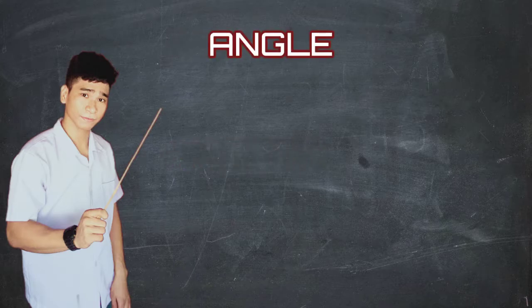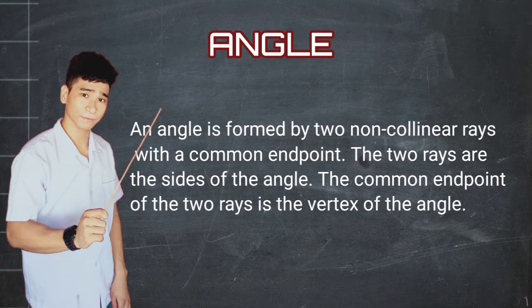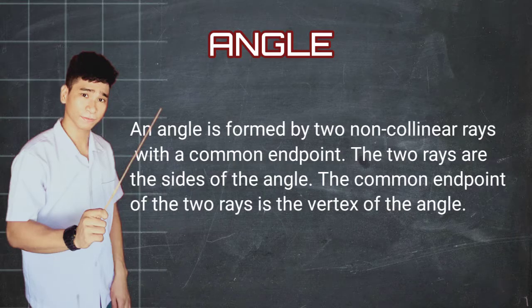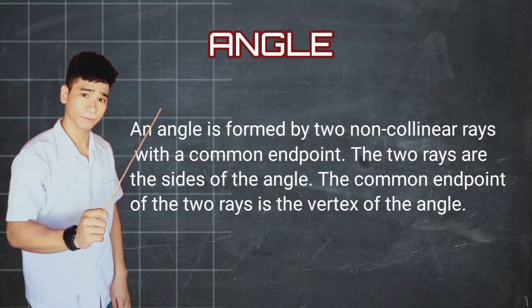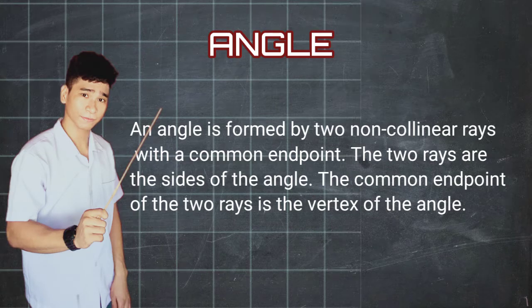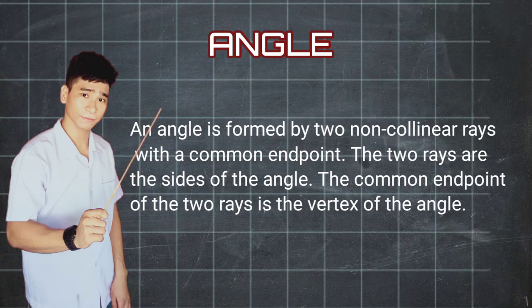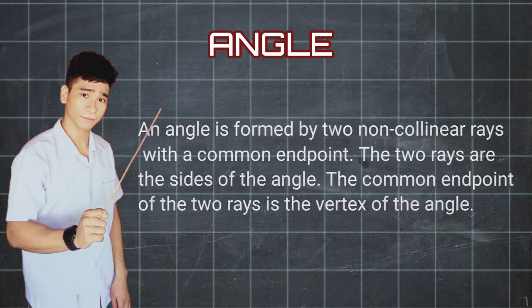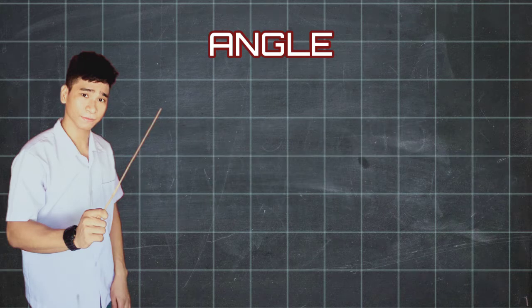According to definition, an angle is formed by two non-collinear rays with a common endpoint. The two rays are the sides of the angle. The common endpoint of the two rays is the vertex of the angle. Okay, so we have the examples.